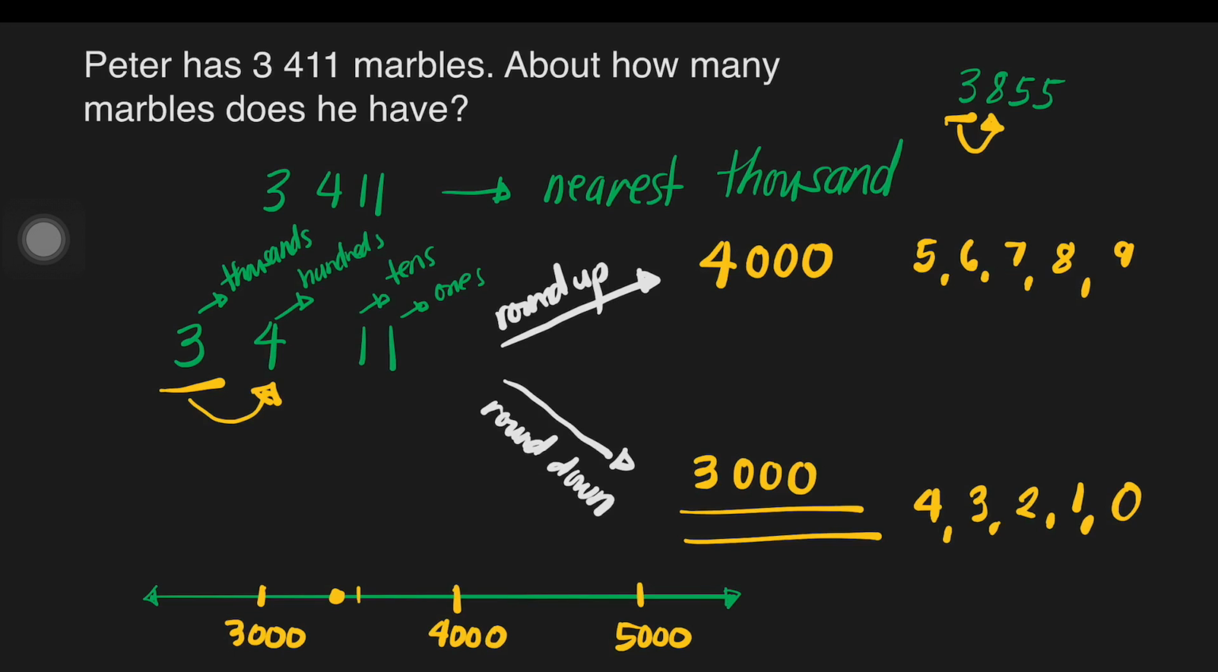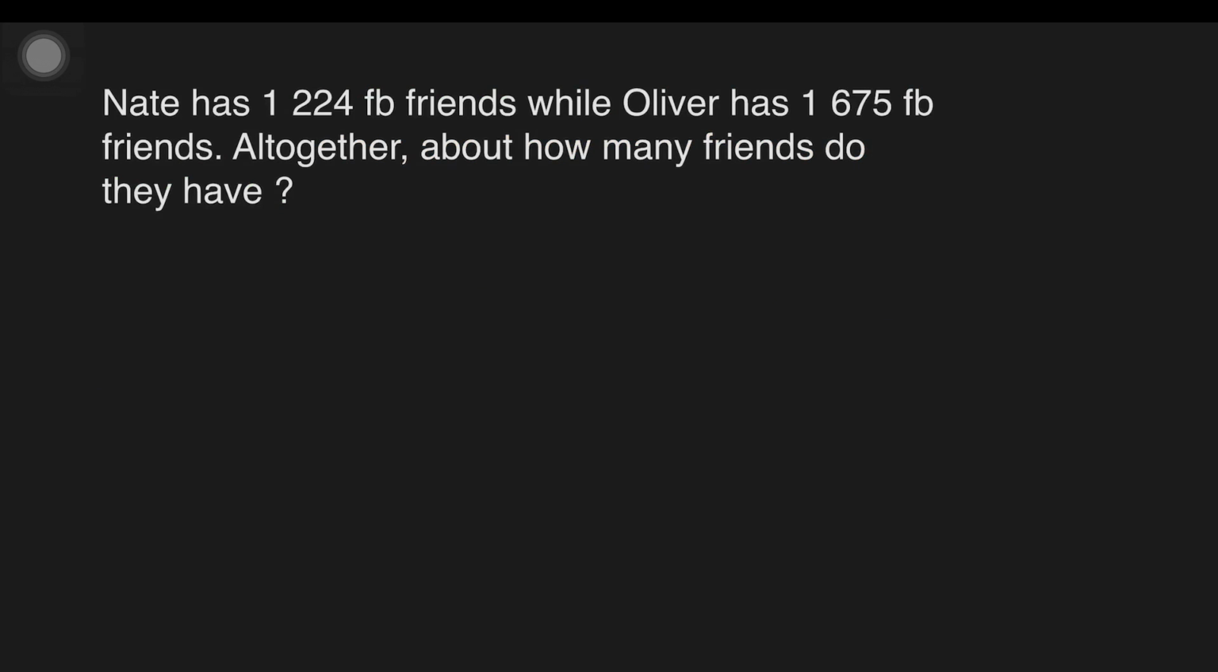we will round up. So after rounding up, we will add 1 to the rounding place. This will become 1 plus 3. That will give us 4, and the rest of the digits will be 0. That is how to round up numbers. We have another example.